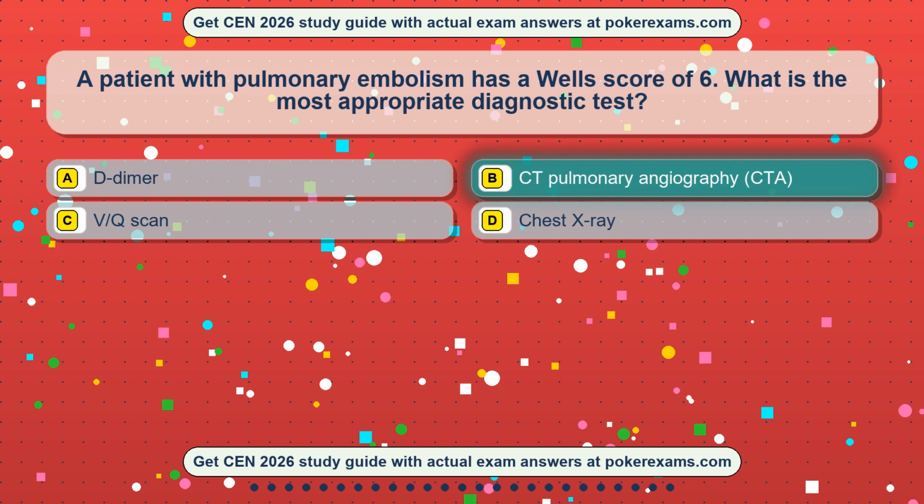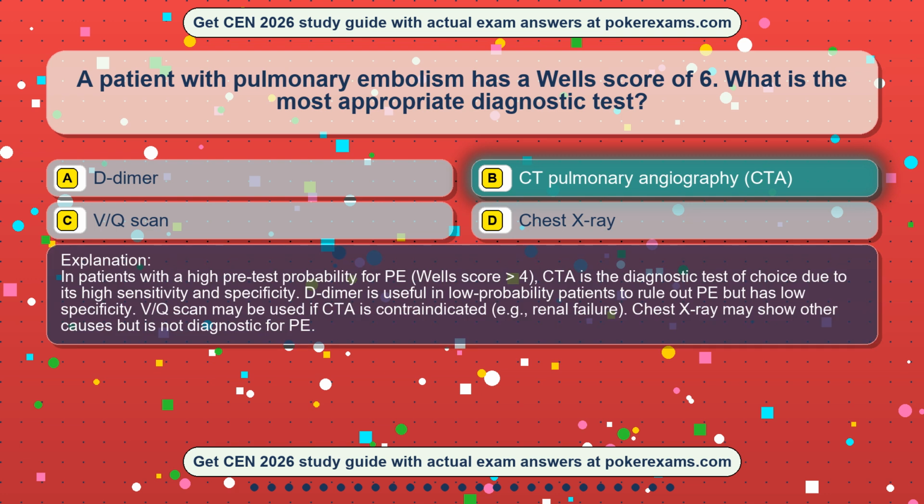The correct answer is option B, CT pulmonary angiography, CTA. In patients with a high pre-test probability for PE, Wells score greater than 4, CTA is the diagnostic test of choice due to its high sensitivity and specificity. D-dimer is useful in low probability patients to rule out PE but has low specificity. V/Q scan may be used if CTA is contraindicated, e.g., renal failure. Chest X-ray may show other causes but is not diagnostic for PE.